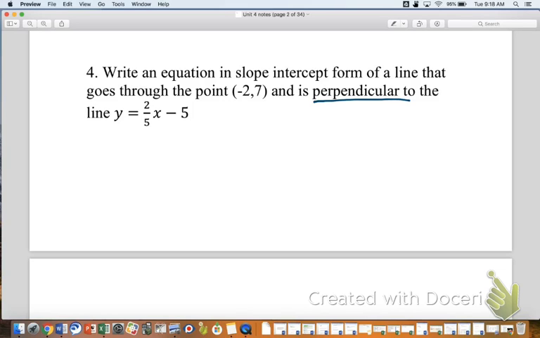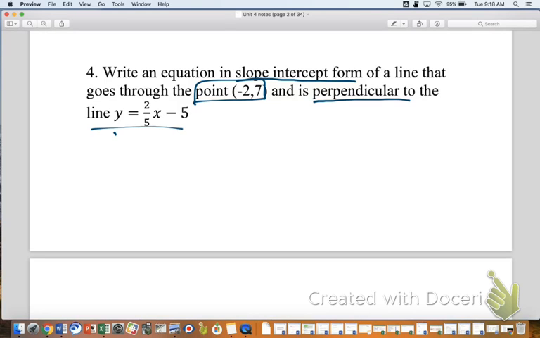Good. Okay, so we've underlined that word, really a key word to understand here. We read through the rest of this. It says, write an equation in slope-intercept form. That's pretty important. Of a line that goes through this point and is perpendicular, we already talked about that, to this line right here.